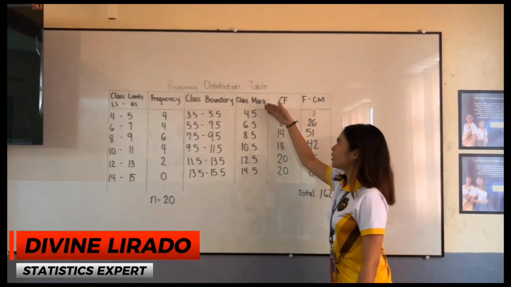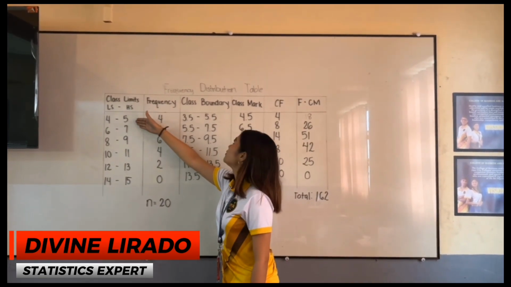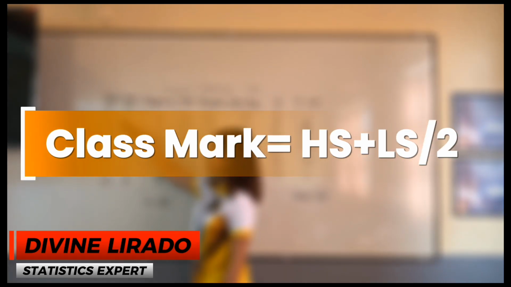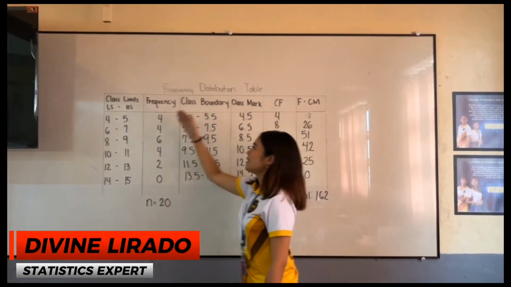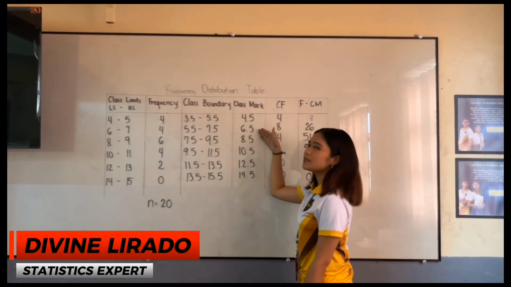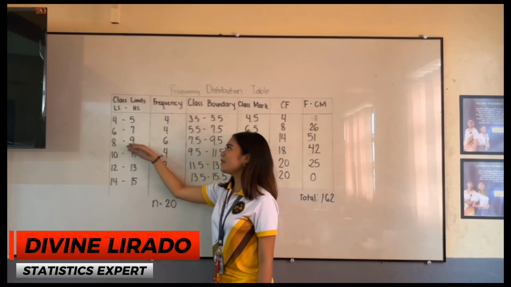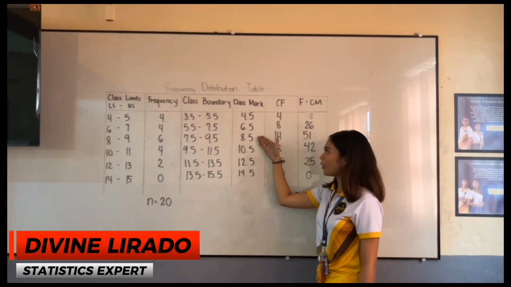And for the class mark naman, we need to get the average of lower limits and upper limits. So now, we need to add the 4 plus 5 is equals to 9 divided by 2 is equals to 4.5. 6 plus 7 is equals to 13 divided by 2 is equals to 6.5. And 8 plus 9 is equals to 17 divided by 2 is equals to 8.5.